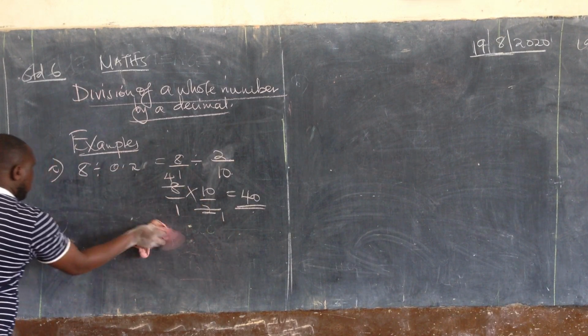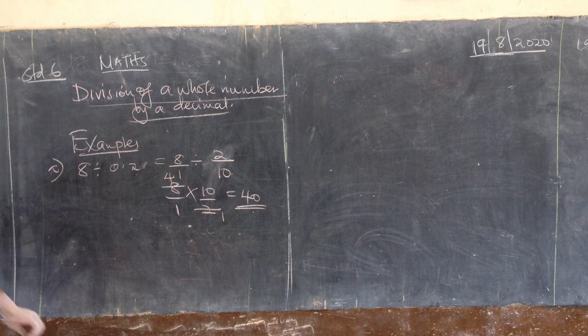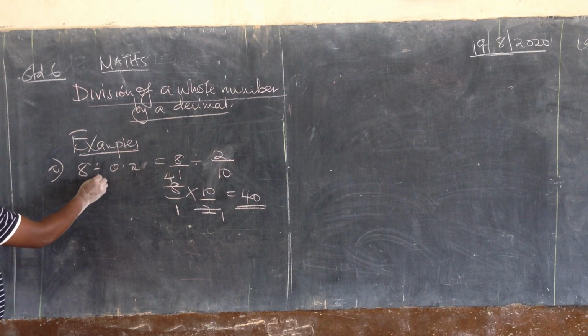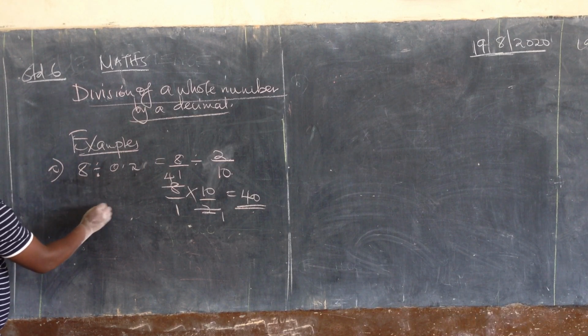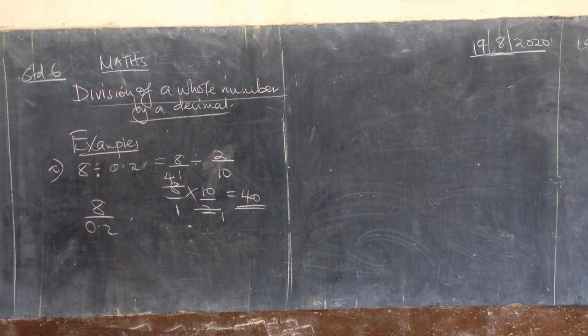The other learners who cannot remember my reciprocals can do it another way. So instead of using this type of division, a learner can write 8 divided by 0.2. And this line is right. So what they need to do is to multiply, to remove this decimal point. How do you remove this decimal point?